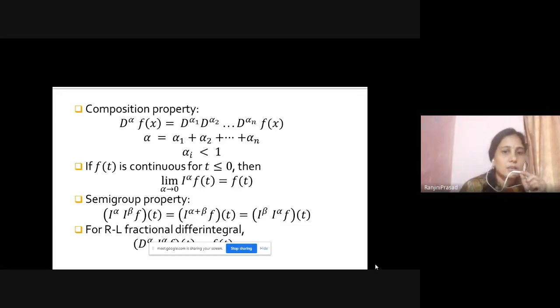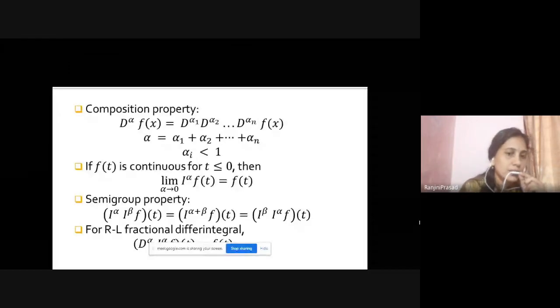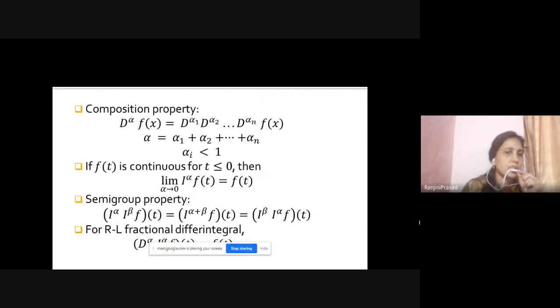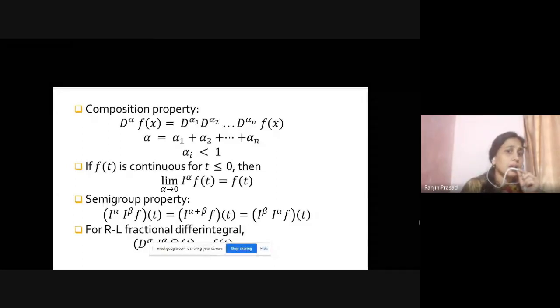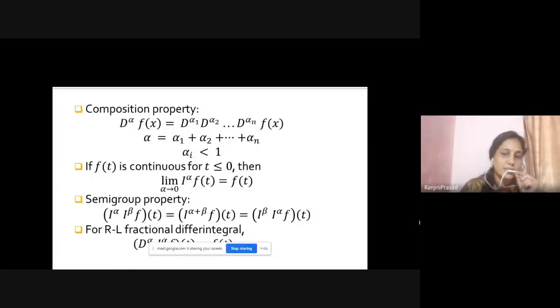Then in the Riemann-Liouville fractional differintegral, D alpha I alpha f of t. If you take the differentiation of the integral sign, it will get cancelled. Here also it's the same thing. D alpha I alpha f of t is f of t. So these are all some properties. But sometimes some definitions will be satisfying some properties. So if you want to use that property, you have to go for that definition. That is the thing we are going to use right here, fractional calculus.